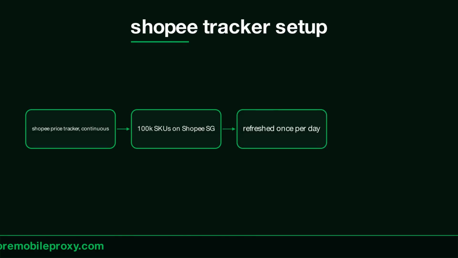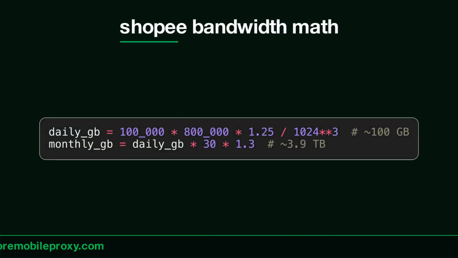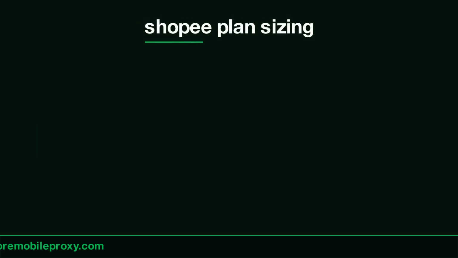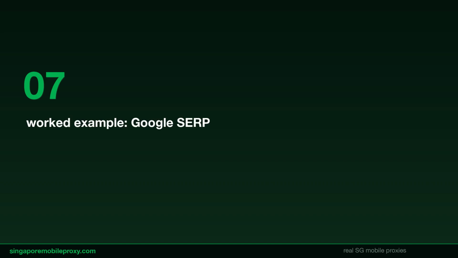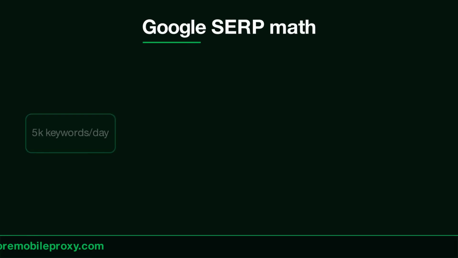Worked example 1, Shopee price tracker. Continuous tracking of 100,000 SKUs across Shopee Singapore, refreshed once per day: 100,000 requests per day, spread over 24 hours, 800,000 bytes per request, with 25% retry overhead. Daily bytes equals 100,000 times 800,000 times 1.25, which equals 100 gigabytes. Monthly equals 3,000 gigabytes. With 30% headroom, 3,900 gigabytes a month.